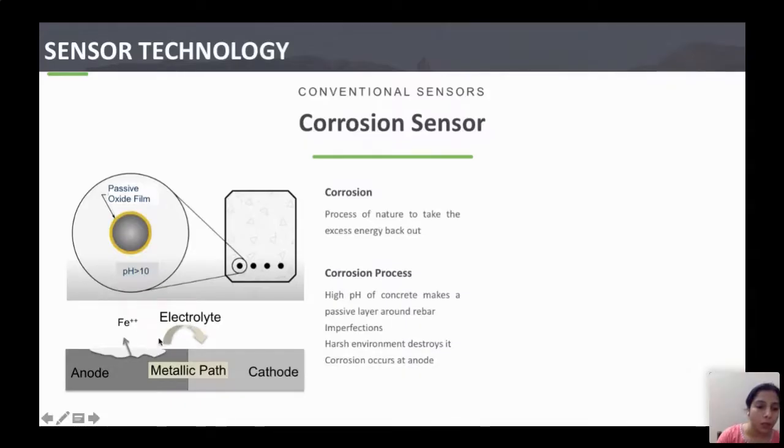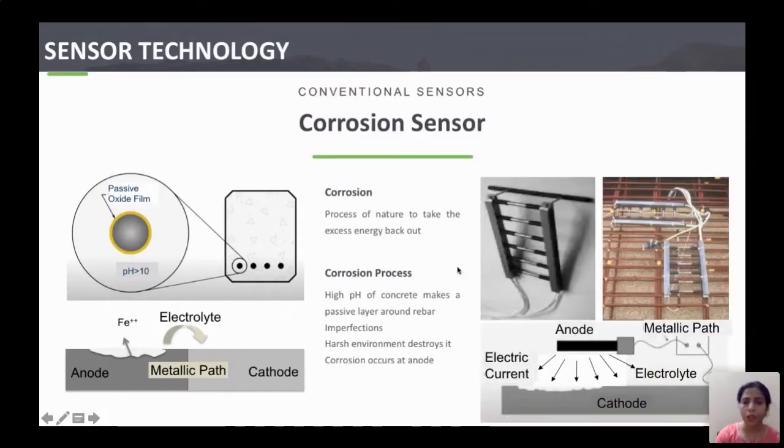So when you get the electrolyte, the electrons will start transferring from the higher concentration towards the lower concentration, and that results in the corrosion. Now again, we have to note one very important point: the corrosion always happens at the anode, that is, from where the electrons are leaving. Okay, so always the corrosion happens at the anode.